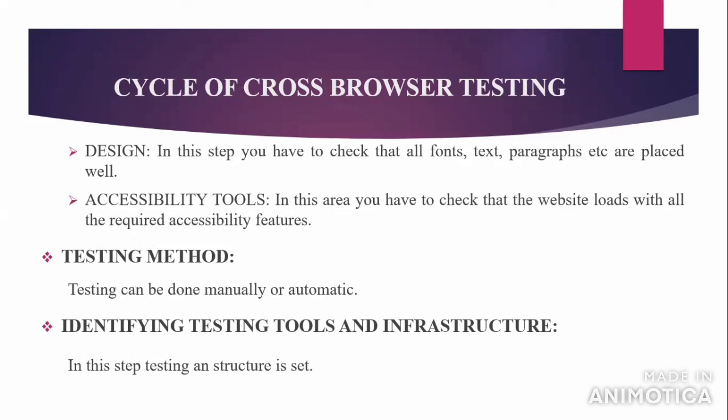Another step of the cycle is identifying testing tools and infrastructure. In this step, an infrastructure is set up. There are some options. First, you can use a simulator for testing. Simulators are a cheap and easy option, but not reliable. The other option is that you can set up your own devices for testing, but to get accurate results, you have to maintain them.